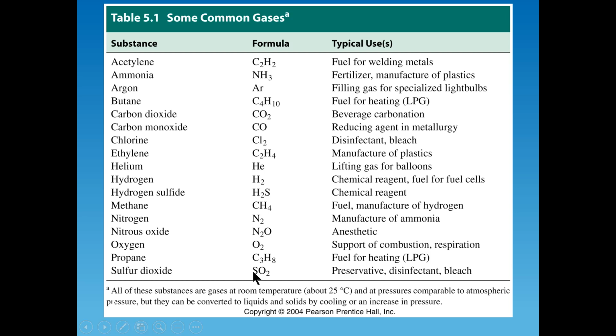This slide basically gives you a list of some gases and their typical use in industry. Just to highlight a couple of examples, butane, formula C4H10, is used as a fuel for heating. Helium is used as, of course, a lifting gas for balloons. And oxygen, of course, supports combustion and respiration. So those are just some examples of different gases.